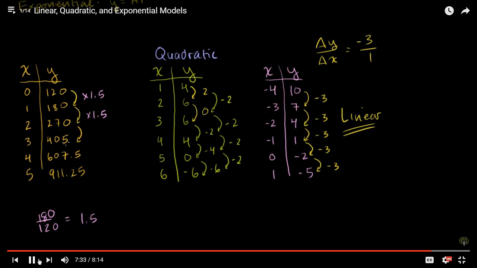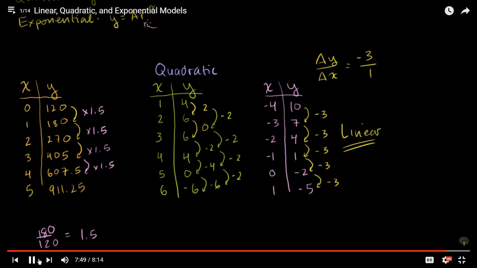270 to 405, half of 270 is 135. That's how much we're increasing by. So once again, we're increasing by 1.5. So every step of this way, we are multiplying the previous term by 1.5 to get the next. And that actually tells us that this right here is a 1.5.